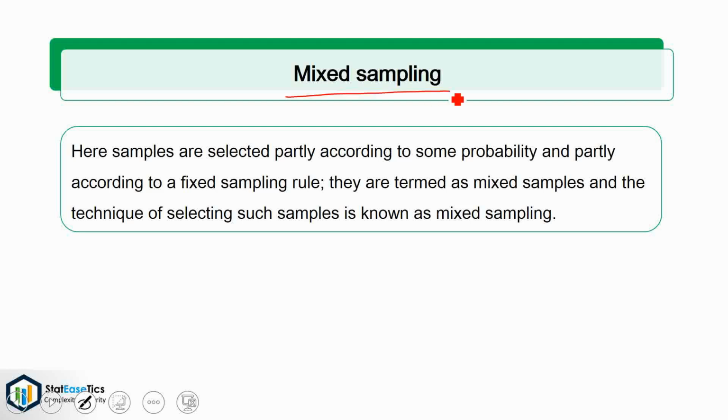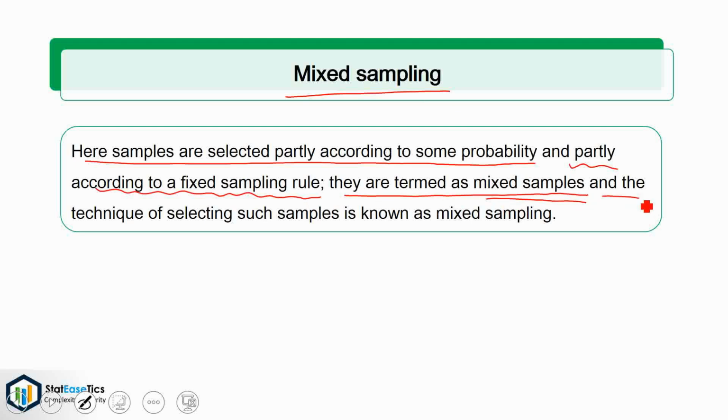Mixed sampling. Here samples are selected partly according to some probability and partly according to a fixed sampling rule. They are termed as mixed samples, and the technique of selecting such samples is known as mixed sampling.